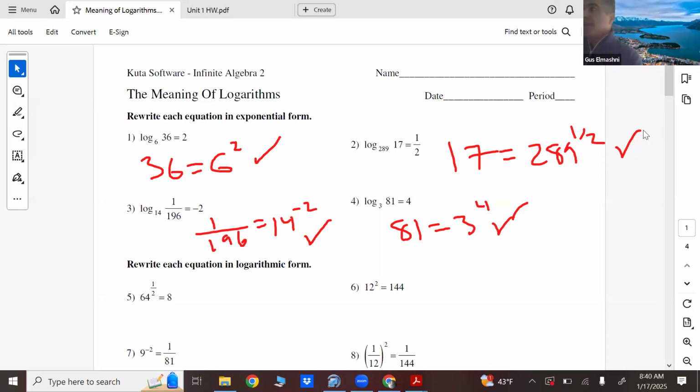I'm definitely asking a question like that in the homework quiz, making sure you can rewrite from log form to exponential form. All right, next up.